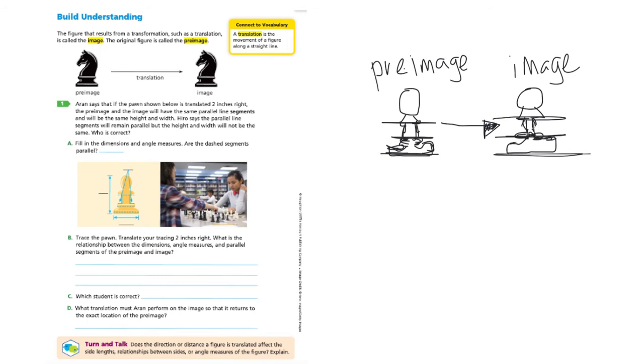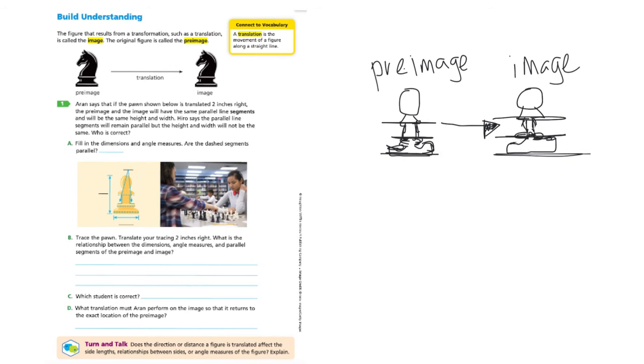So now we're in the Build Understanding section, and you can see here that they have, again, a vocabulary word. They define the word translation. It is the movement of a figure along a straight line. And I always like to think of it like the SL in slide. You're kind of sliding a figure, either up and down or side to side.